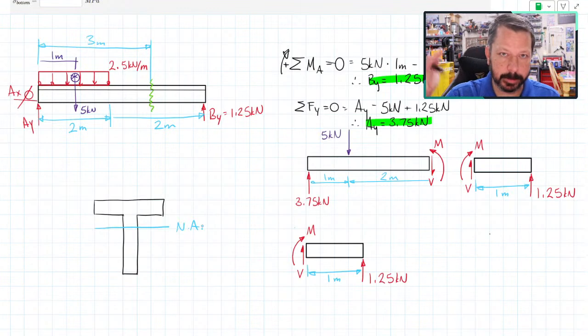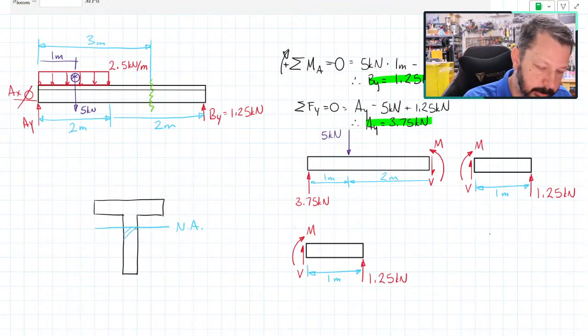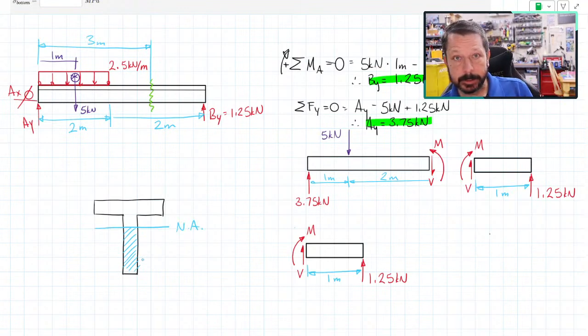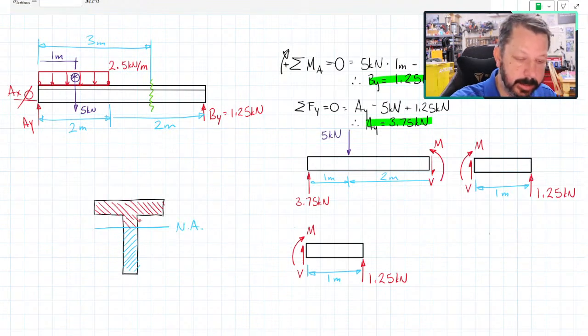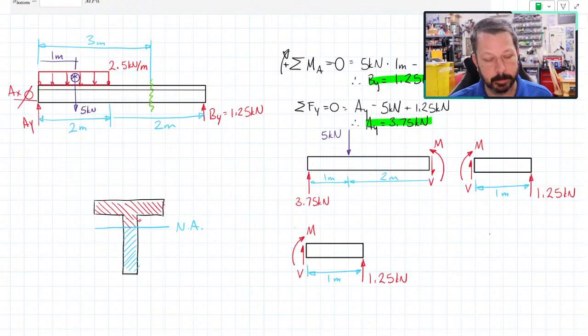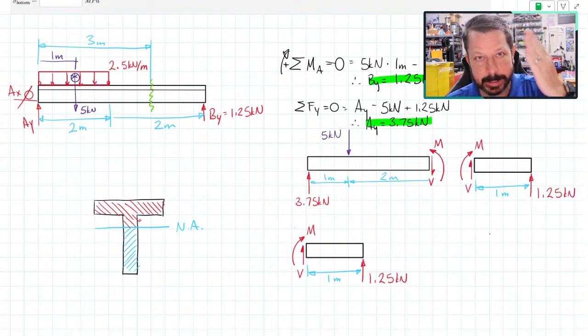And everything below that neutral axis, so down here, is in this case in tension, and everything above the neutral axis is in the other. So in this case, everything in red is in compression, everything in blue is in tension. Sometimes it's flipped if your beam is humping upwards versus bending downwards.